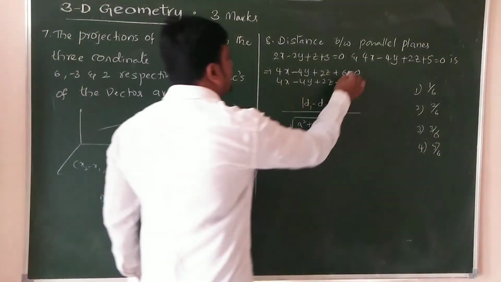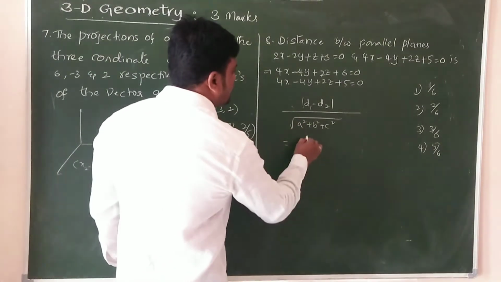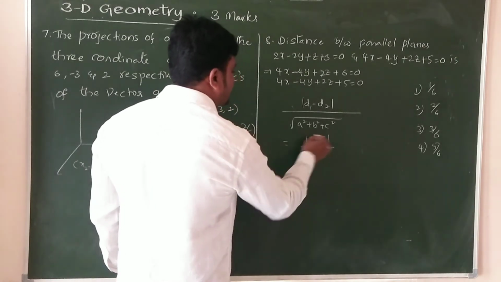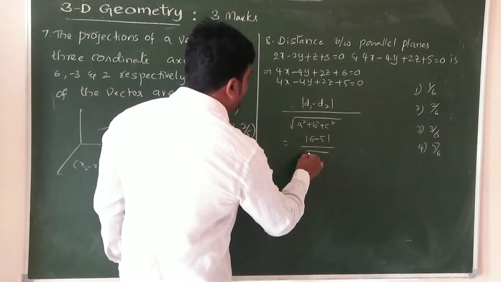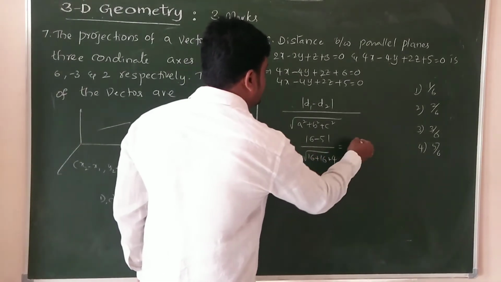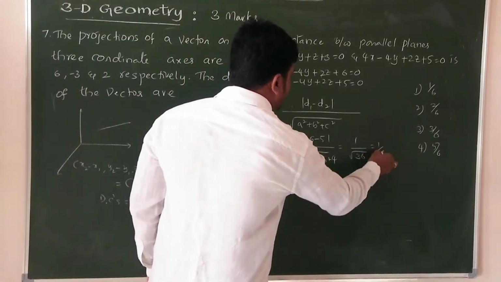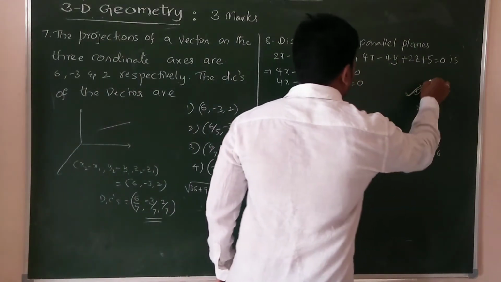Now d1, d2 are constants. Now 6 minus 5 by under root, with modulus here, because distance is always positive. Yes or no? Now 4 squared is 16. Now 16 plus 4... equals 1 by 36, equals 1 by 6 units. Okay, the first one is the right option.